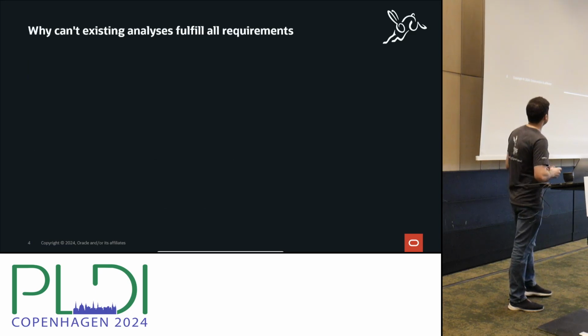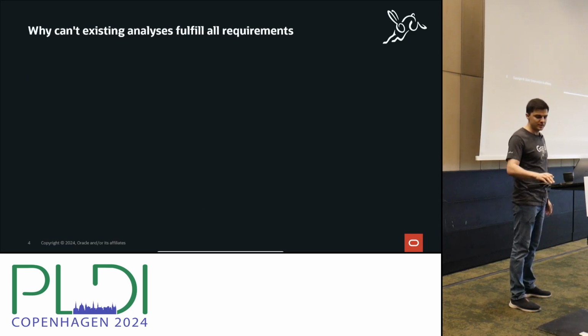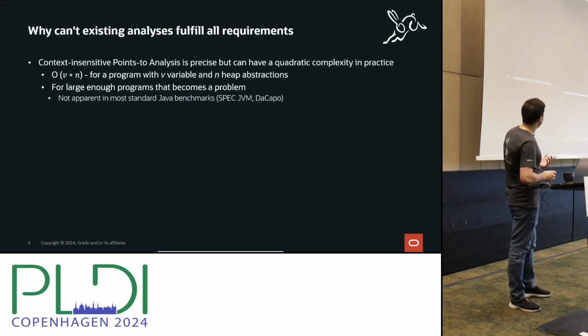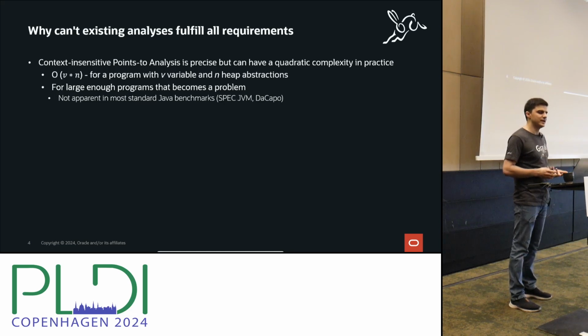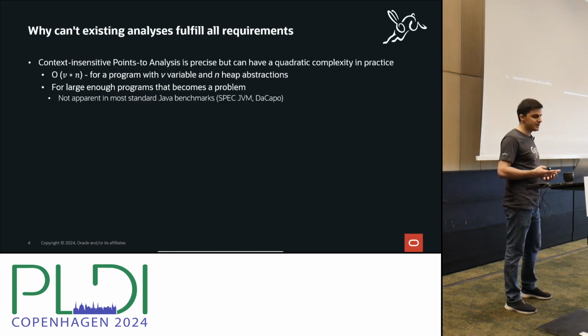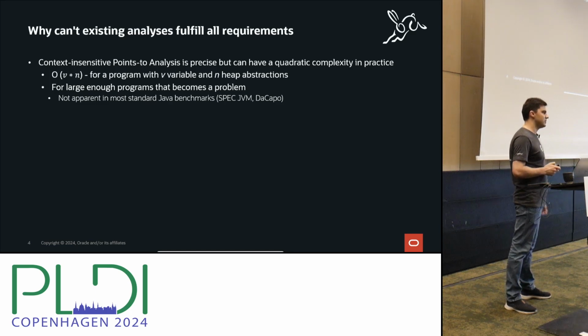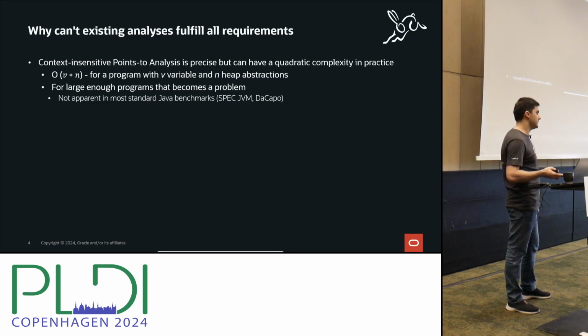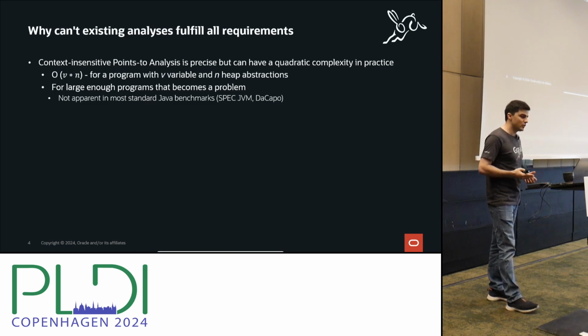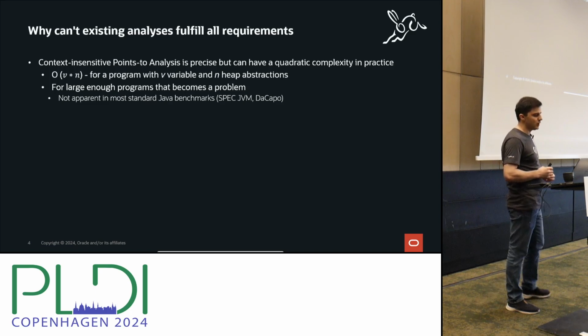So why can't existing analyses fulfill all of these requirements for us? First, on one hand, we have the context-insensitive points-to analysis, which happens to be precise enough for our case, but can have a quadratic behavior in practice. So for a program with V variables and H heap abstractions, where by heap abstraction I mean the static model of a dynamically allocated object at runtime, you get O(V×H) complexity. So for large enough programs, that becomes a huge problem.